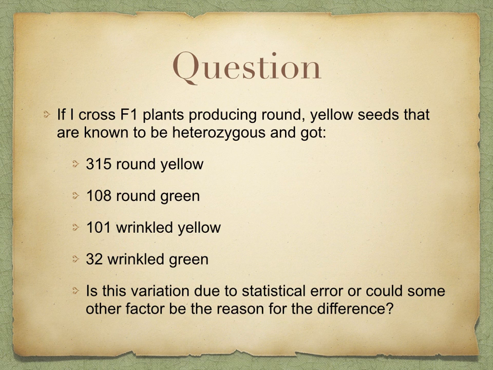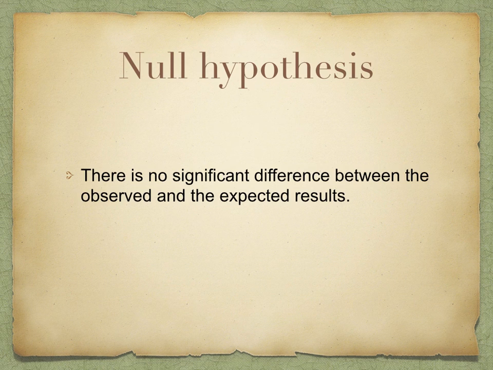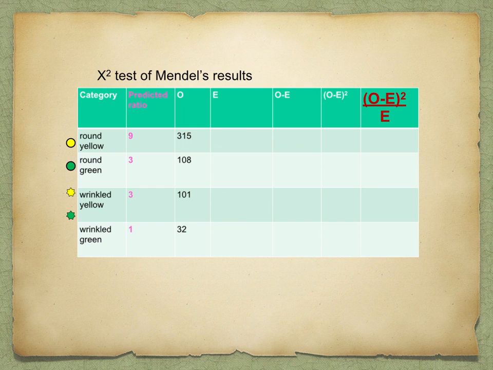So the first step is to write down your null hypothesis. There is no significant difference between the observed and the expected results. So here you've got a table of observed results. How do you calculate the rest of the table? So what you do is you add up all your observed results. So you get a total of 556.